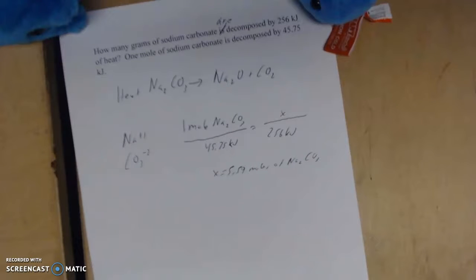Now that's moles of sodium carbonate. We need to convert it to grams. So how do we do that? Well, remember, going from moles to grams, we multiply by the molar mass. So let's find out the molar mass of sodium carbonate.